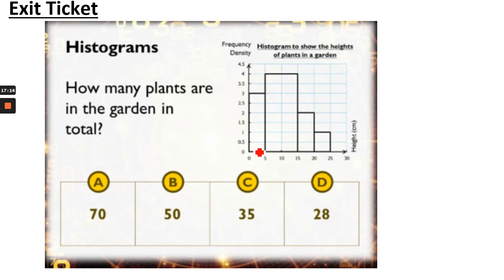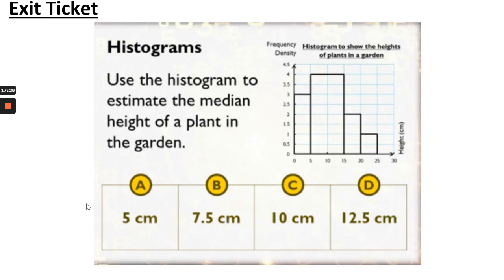Okay, so we've got 5 times 3, there's 15 there, there's 40 there, there's 10 there, and there's 5 there. So if you add those up, 15, 55, 65, 70, we should have 70 plants. Next one. Okay, so again, we've got 15, we've then got 40, we've then got 10, and we've then got 5. So we've got 70 plants overall.